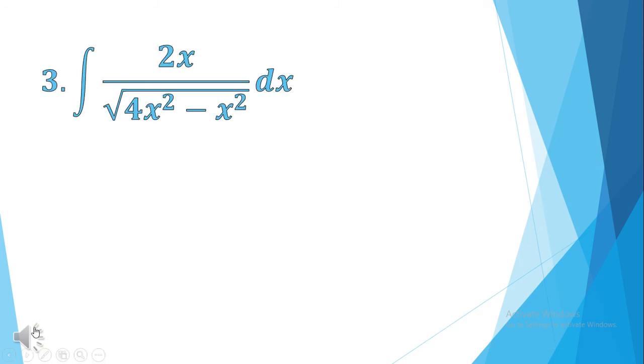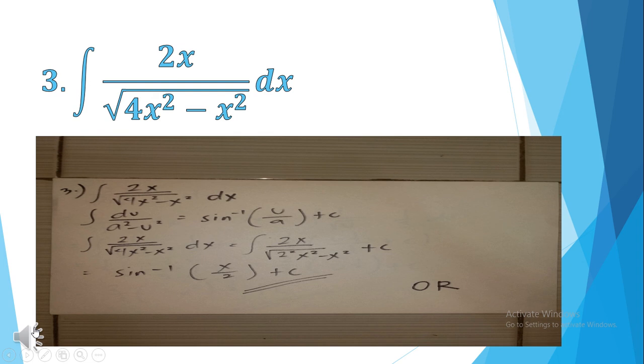In problem number 3, I have two solutions. First is the integral of 2x over the square root of 4x squared minus x squared dx. The integral of du over the square root of a squared minus u squared is equal to sine inverse of u over a plus c. The integral of 2x over the square root of 4x squared minus x squared dx is equal to 2x over the square root of 2 squared minus x squared plus c. So our final answer is sine inverse of x over 2 plus c.